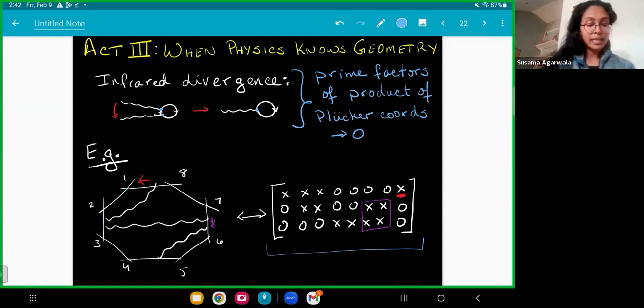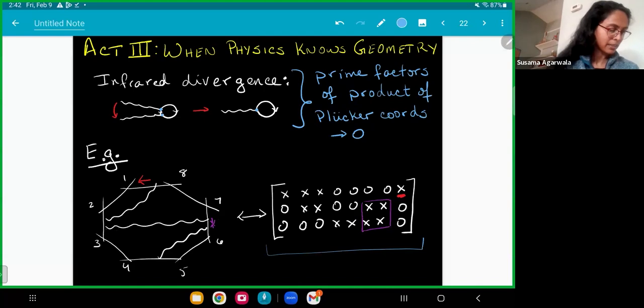So if I do that, and it turns out this is a prime factor when I take all the Plücker coordinates and I multiply them together, this is one of my prime factors of that product. Similarly, if I take a look at this one, what do I mean by this one?